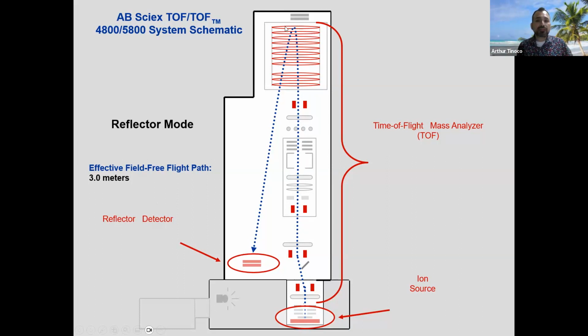And it's going to get reflected by a mirror that's up here. It's actually not going to be detected by the detector that's up here. So that mirror that deflects the ions will orient it to another detector, which is positioned down here, which is the reflector detector. So those ions are going to travel an effective path of 3 meters.